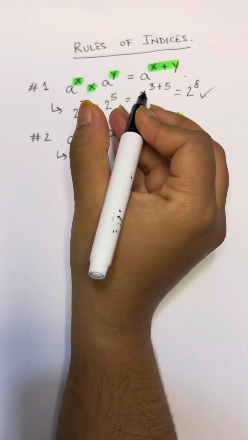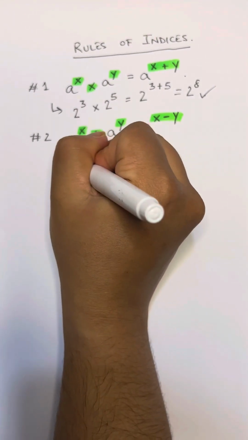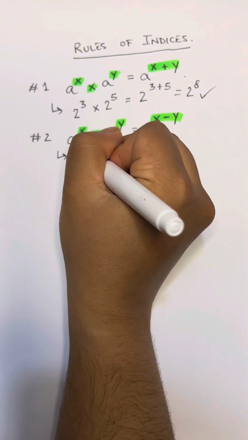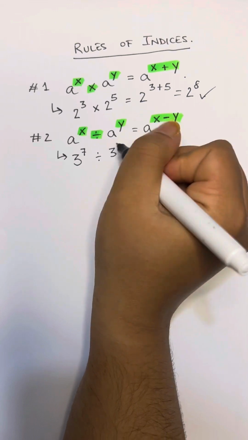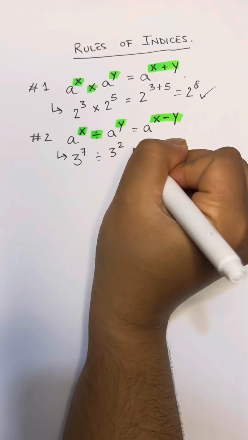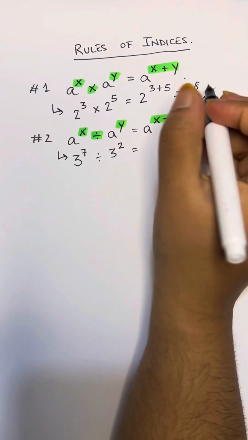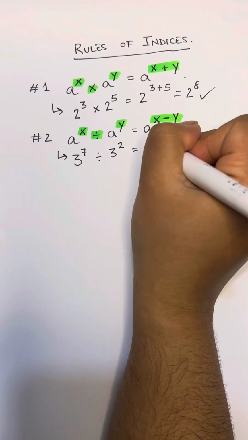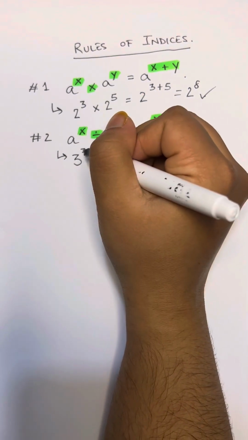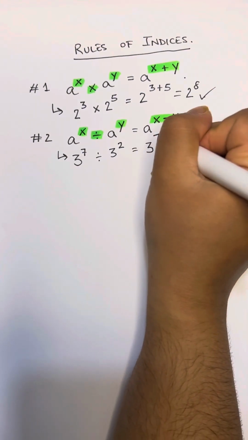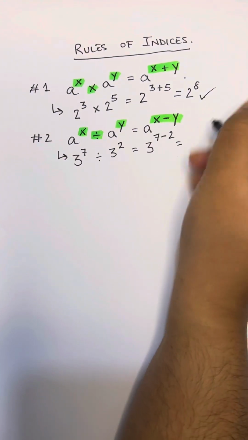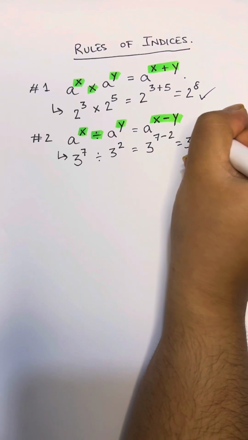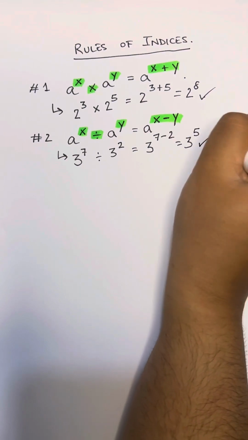So, for example, 3 to the power of 7 divided by 3 to the power of 2 equals 3 to the power of 7 take away 2. So 7 take away 2 equals 3 to the power of 5. And that's my final answer.